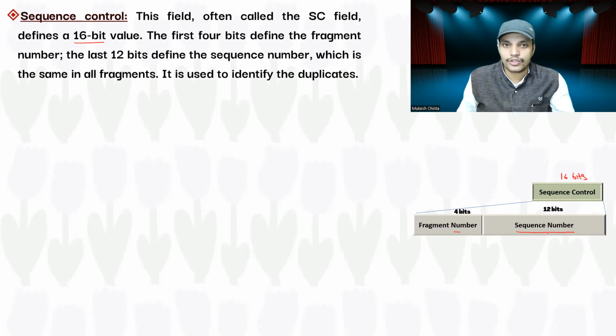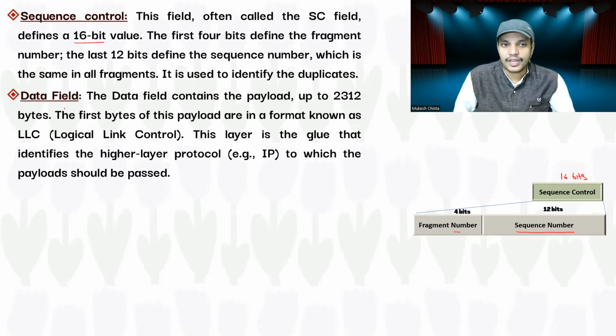This sequence number is used to identify the duplicates. So for the receiver to identify if it is a duplicate or not, this sequence number is used. And if the frame is broken into fragments, in order to order those fragments, you use the fragment number, for the receiver to be able to identify the place of these fragments, which fragment is first, which fragment is second. Okay, so this is the role played by your sequence control.